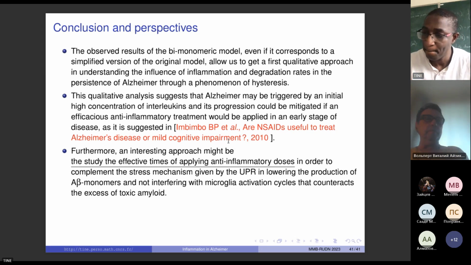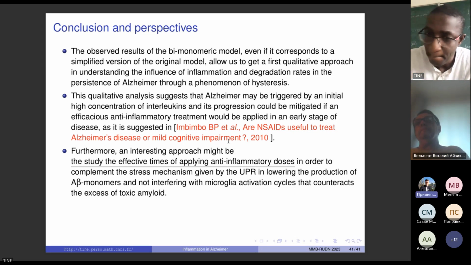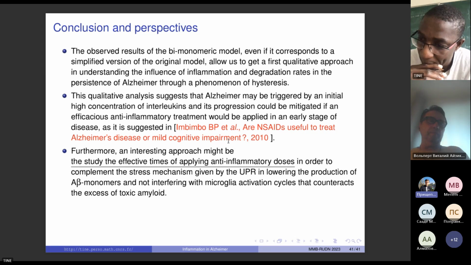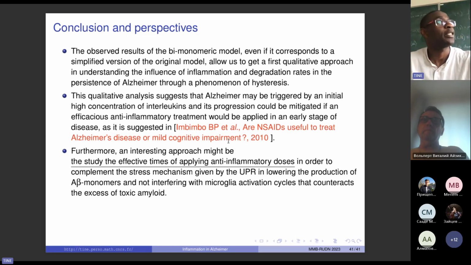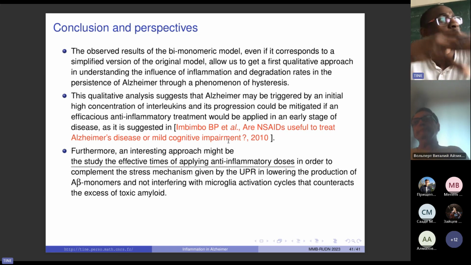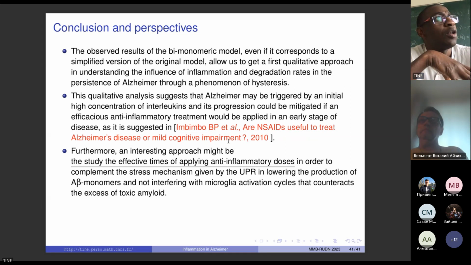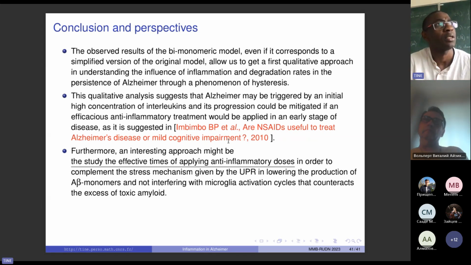Yeah, I have a question. Does this model have analogs? There are other models that describe this disease. Yes, there are other models that describe this disease, but a lot of the models that we see at the moment do not take into account the inflammatory process.